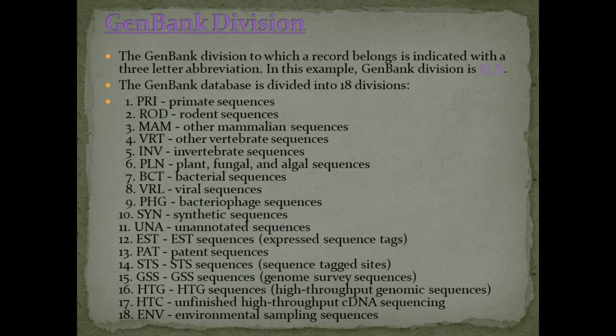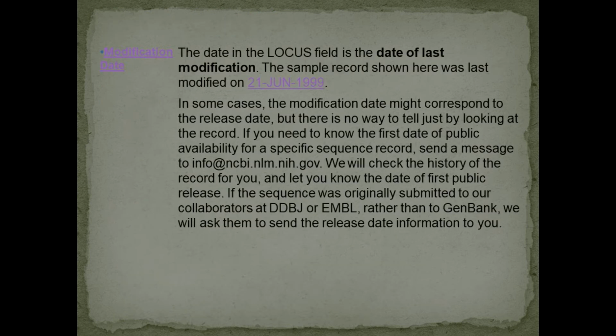Finally, in the locus section, we come to the modification date. The modification date, or the date in the locus field, is the date of the last modification. The sample record shows here the last modified date of the query. In some cases, the modification date might correspond to the release date, but there is no way to tell just by looking at the record.